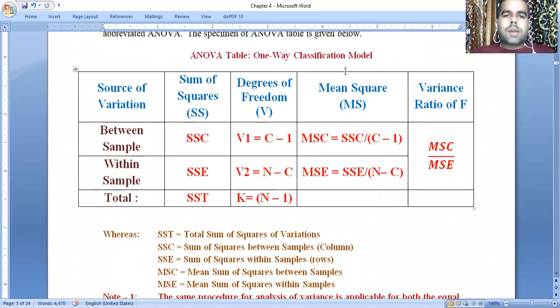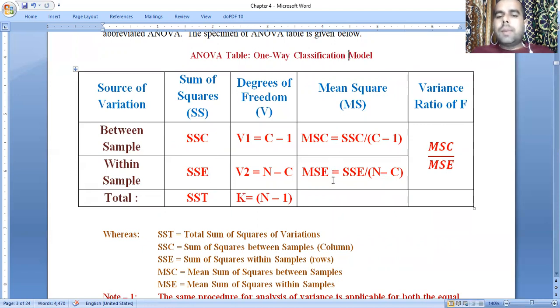Before we start the problem part, students, your major contribution should be that you have to learn this table, a very simple table. You have to remember this table. If you remember this table, automatically the question will be there in your mind while you are doing the problem. The first thing is you have to find the SSC value. You know what C is and what N is, you will get V1 and V2 values, but you should also get SSC and SSE values.